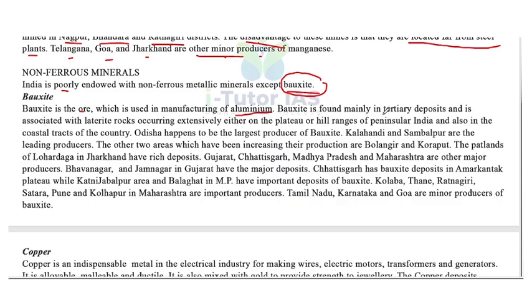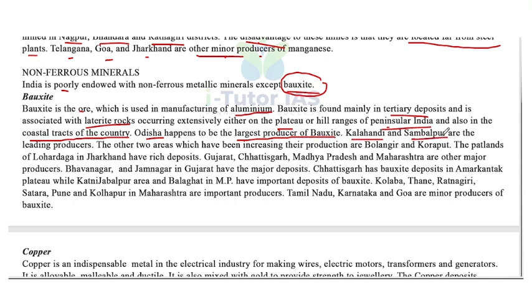Bauxite is found mainly in the tertiary deposits and is associated with the laterite rocks occurring extensively either on the plateau or hill ranges of Peninsular India and also in the coastal tracts of the country. Odisha happens to be the largest producer of bauxite.